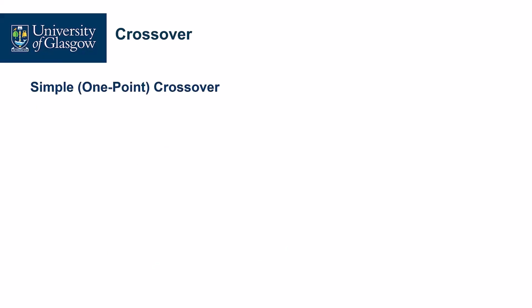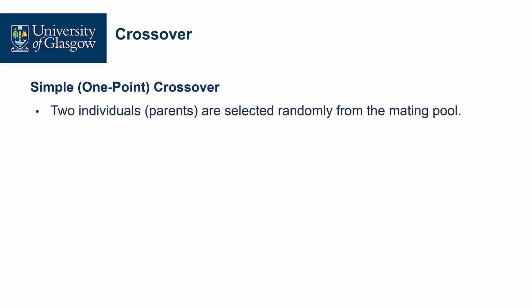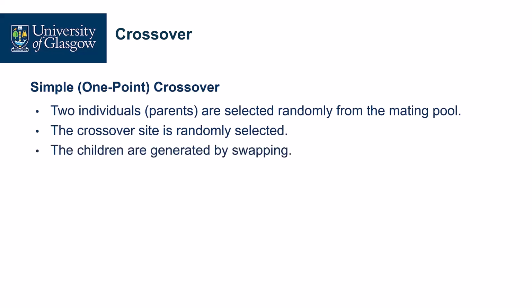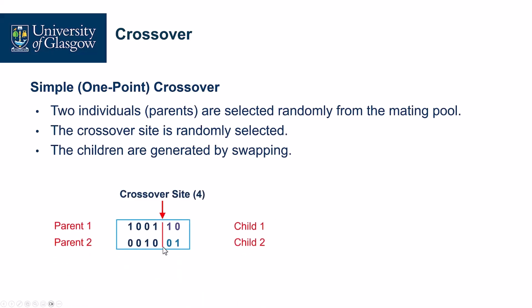We can summarize the single point crossover in 3 steps. Step 1, we randomly select two individuals from the mating pool. In this step, we have 2 parent solutions. The next step is to randomly select a crossover site. And the third step, we swap to generate 2 child solutions. Let's see an example. For example, the randomly selected crossover site is 4. Then for the 2 parents, we cut here, and for the 2 child solutions, we keep this part and swap this part. Right? We can see that.